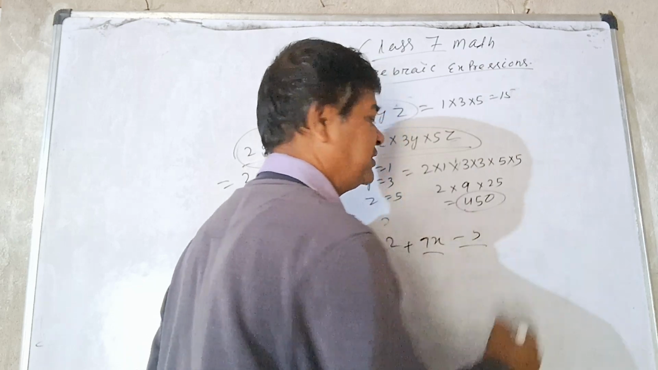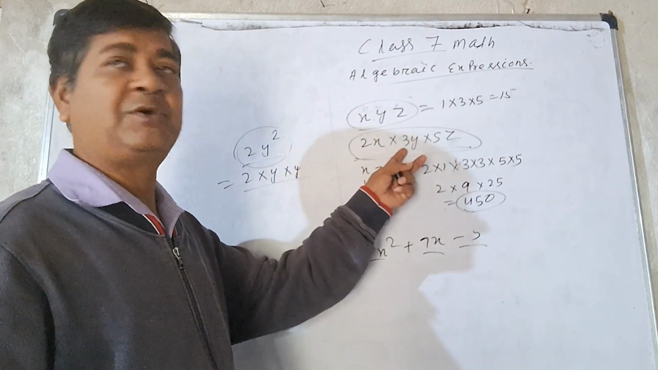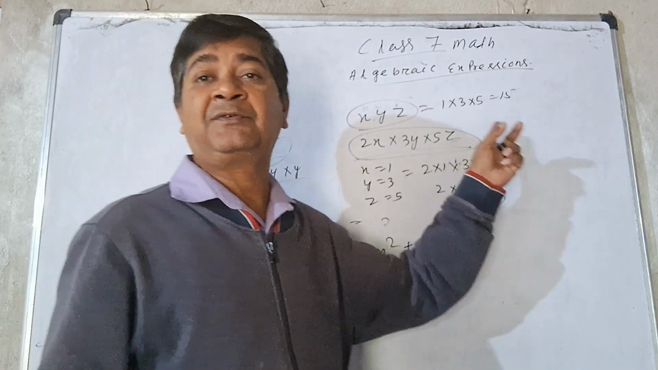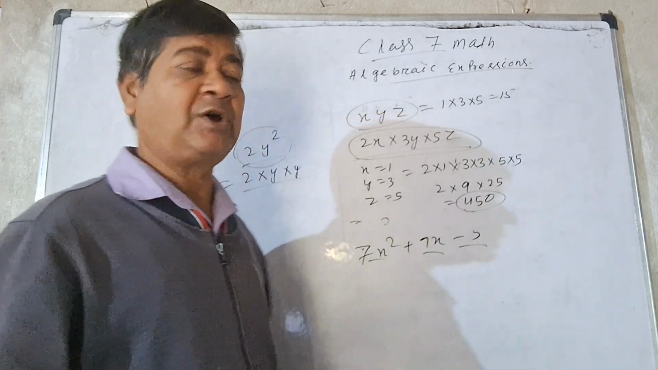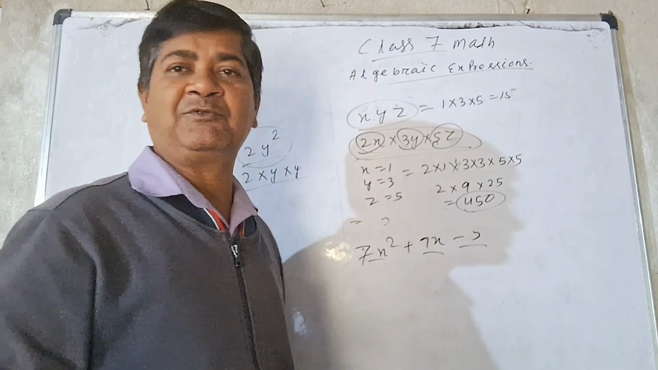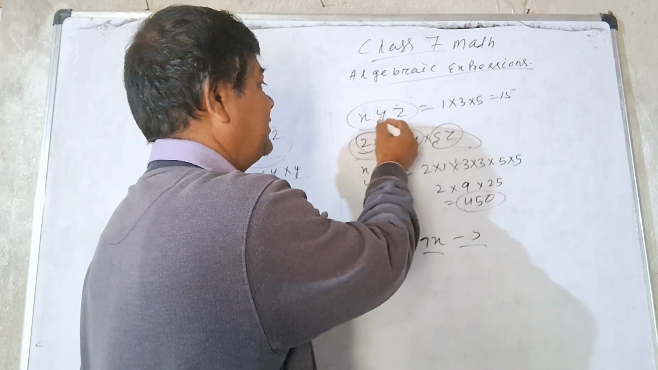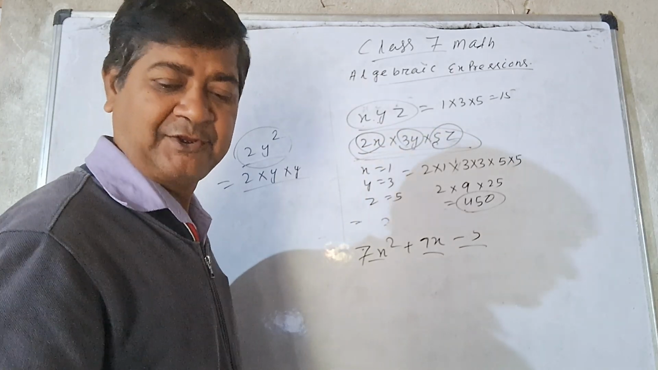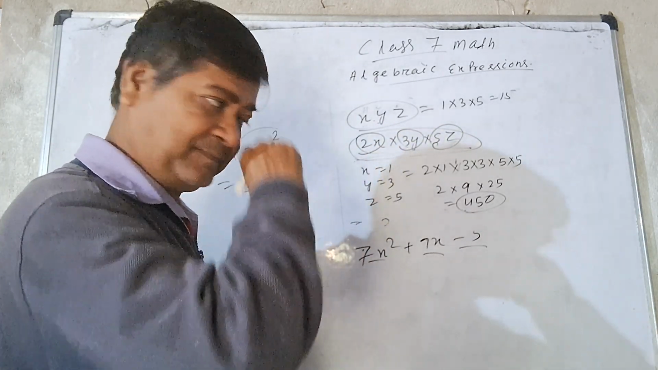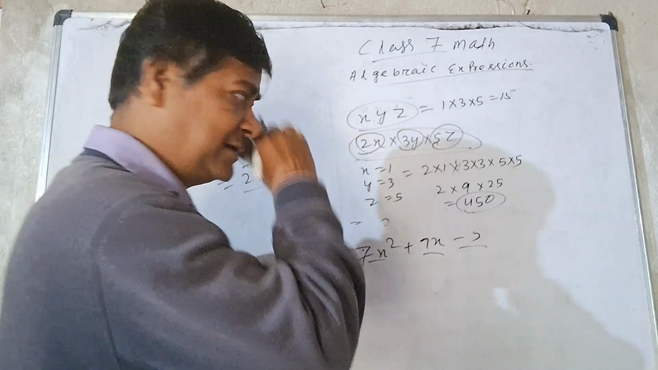450 will be the answer. It is a single term, a constant term as well. That means 2x into 3y into 5z is a monomial, meaning a single term. Though there are three terms, they are multiplied with each other. Similarly, x, y and z are three variables, but multiplied by each other. That's why these are monomials, having a single term.